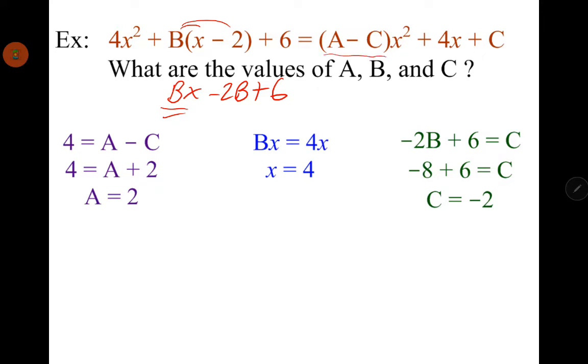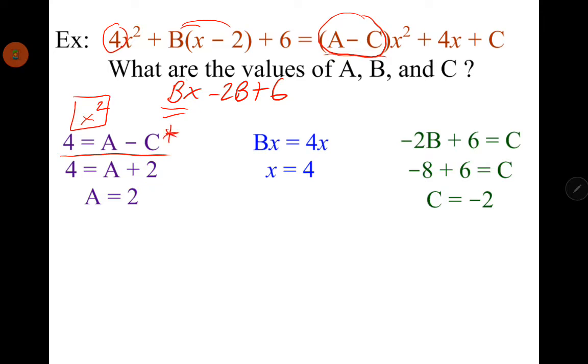Here I can distribute the x squared to each one, but I do notice that this is a minus c. That's my leading coefficient, and this is 4, so I know that right here this is my x squared term. So 4 has to equal a minus c. So then I will just write it here. I won't go any further. Just hold on for a minute.